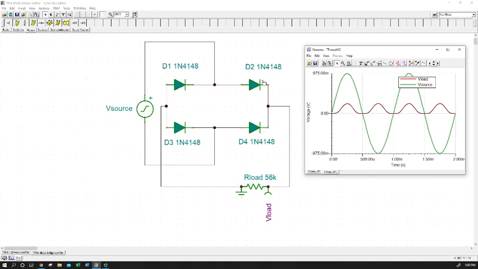Our TINA modeling software actually will model this with the exponential current voltage relationship that we all know diodes have. So depending on the size of your load resistor and how much current your bridge draws, you'll get a different voltage drop over your diodes.